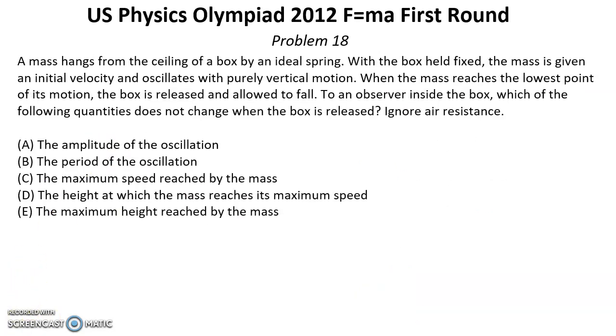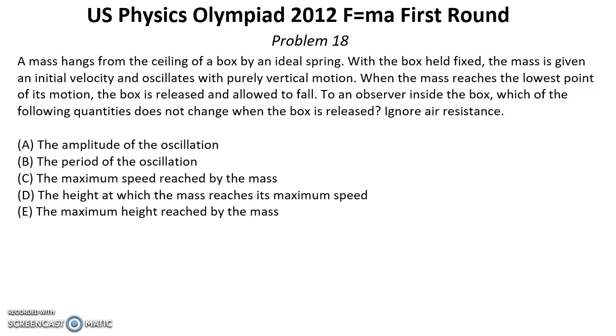Problem number 18. A mass hangs from the ceiling of a box by an ideal spring. With the box held fixed, the mass is given an initial velocity and oscillates with a purely vertical motion. When the mass reaches the lowest point of its motion, the box is released and allowed to fall. To an observer inside the box, which of the following quantities does not change when the box is released?